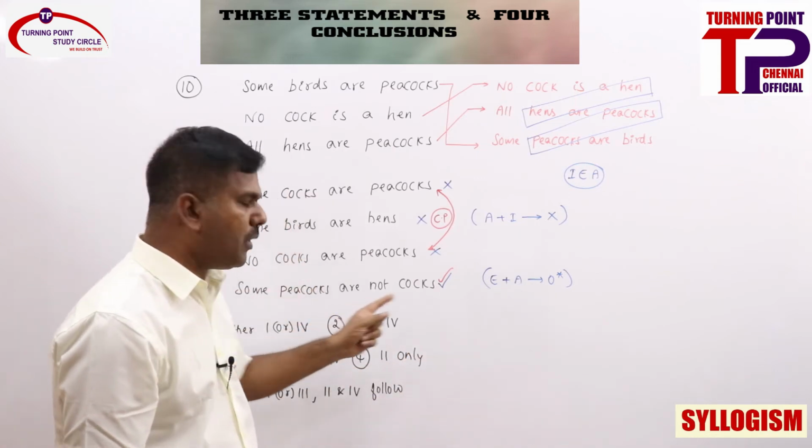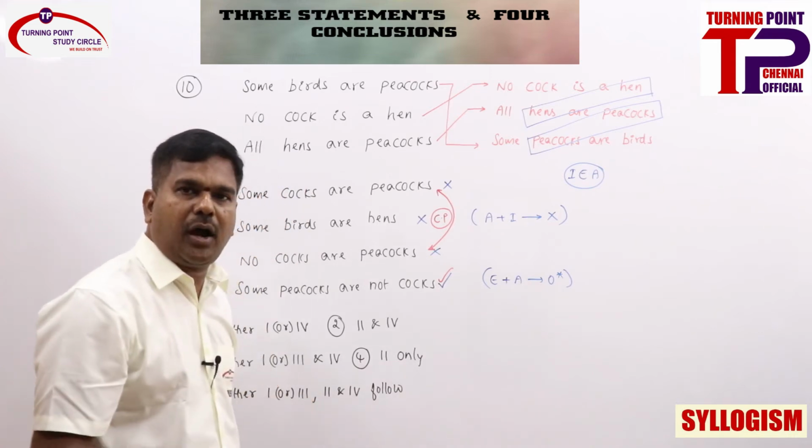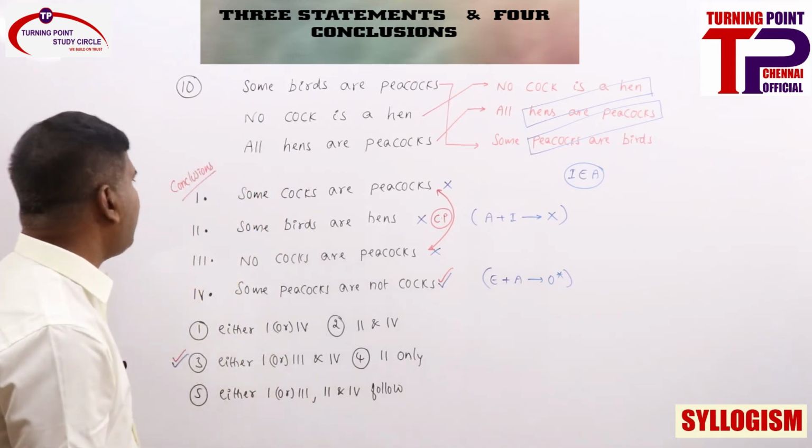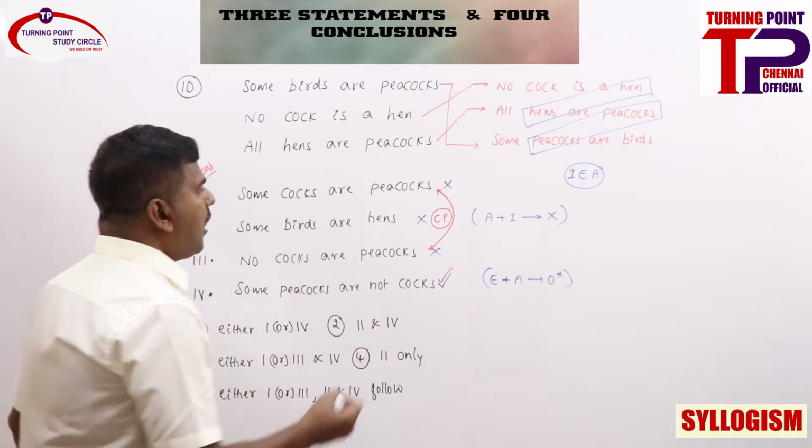So which all follow? Only the fourth one follows. Among 1, 2, 3, we need to check for a complementary pair. If you observe here, some cocks are peacocks, no cocks are peacocks. I and E form a complementary pair.